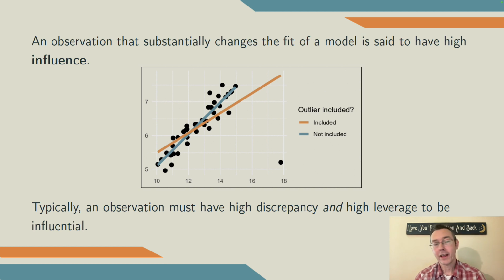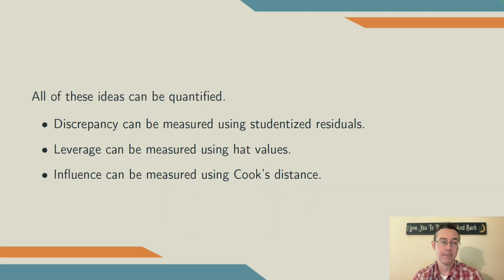Typically, an observation has to have high discrepancy and high leverage to be influential. That is, it has to be very different in the x direction, and it has to be far away from the fitted value for that x value.